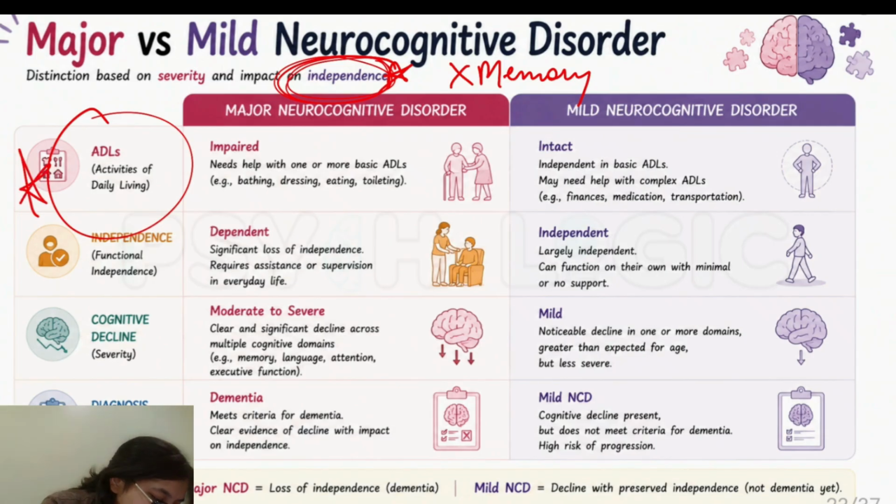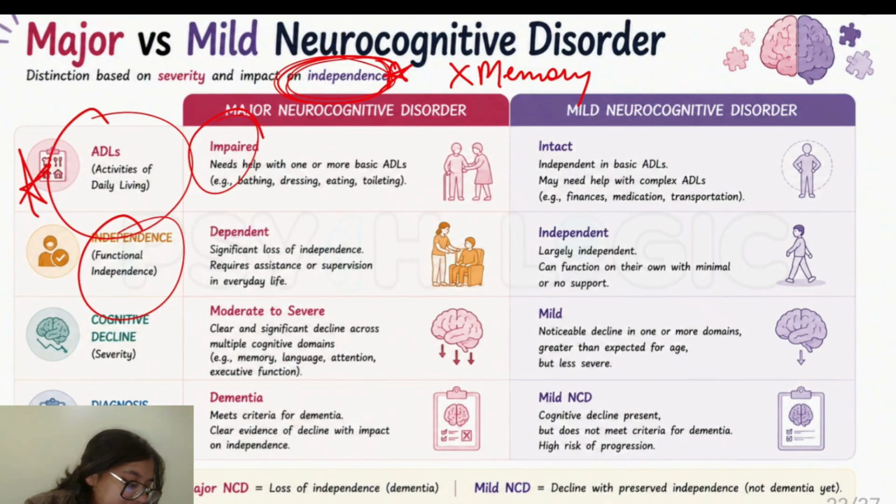ADL. These include activities like bathing, dressing, eating, using the toilet, and maintaining personal hygiene. In major neurocognitive disorders, these activities become impaired. They need someone's help or reminder to bathe, to get dressed, or assistance with even eating. While in mild neurocognitive disorder, they can still perform these basic activities independently.